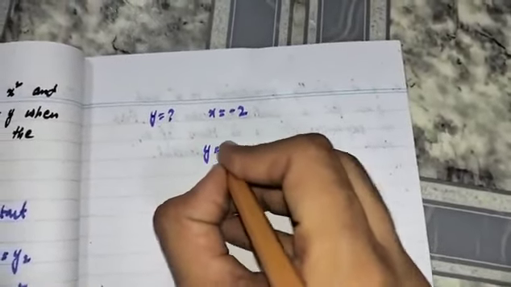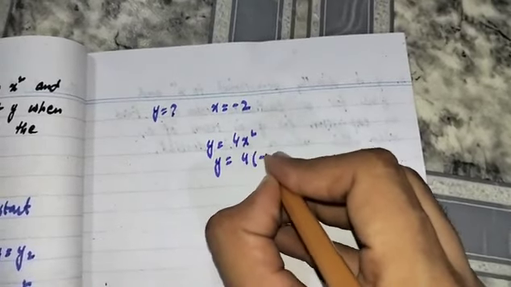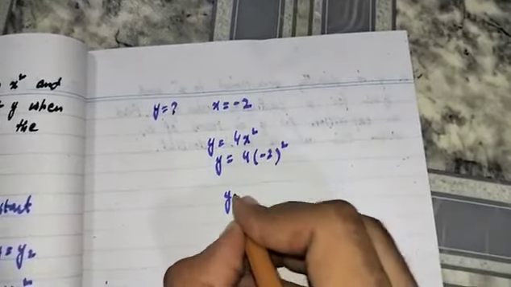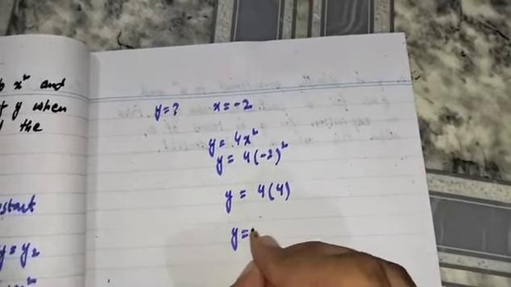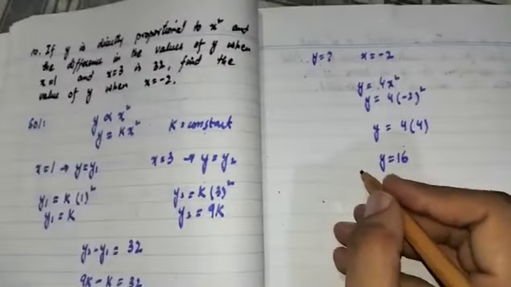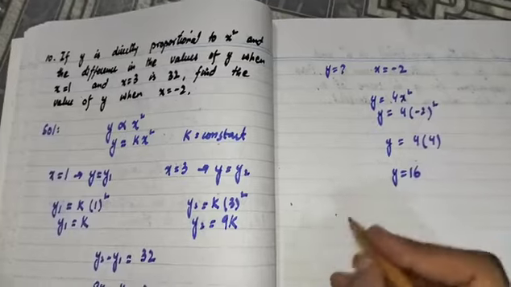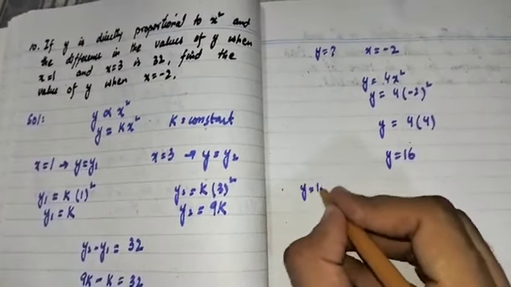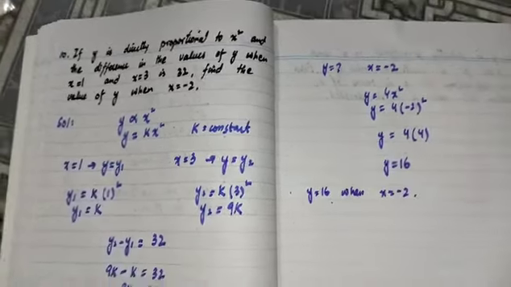So using the equation y is equal to 4x square, y is equal to 4 times minus 2 square. So y is equal to 4 times 4, since 2 2s are 4, and 4 4s are 16. So the value of y will be 16. So y is equal to 16 when x is equal to minus 2.